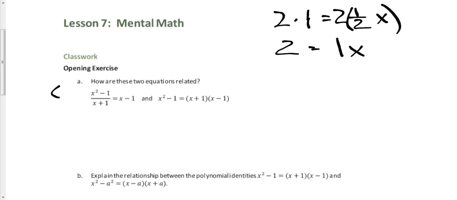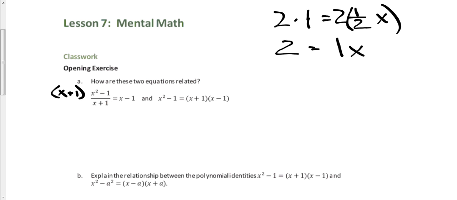What do I multiply by here? Multiply by what? 2. Well, we're done with that. That was like 3 minutes ago. We're down here now. Multiply by x plus 1. If I multiply this side by x plus 1, what do I have to do to the other side?